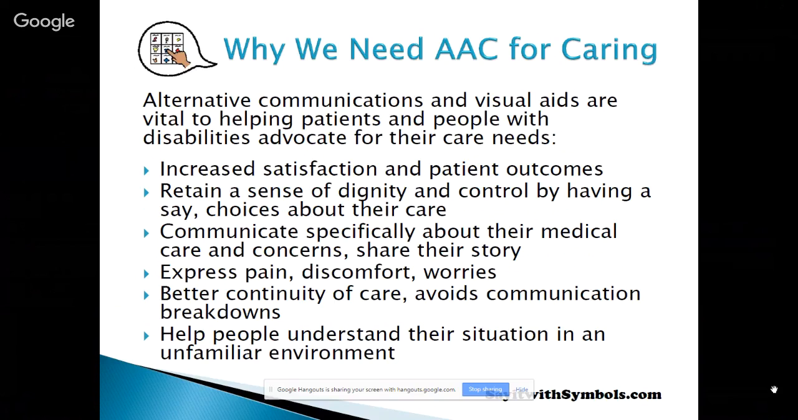Having a way to communicate has been shown, there have been some studies done, to increase the patient's satisfaction with their hospital experience, and has been proven to make for happier patients and better hospital outcomes. Perhaps more importantly, it retains a sense of dignity and control by having a say or a choice in their care. It allows individuals to communicate their medical care concerns and share their story.